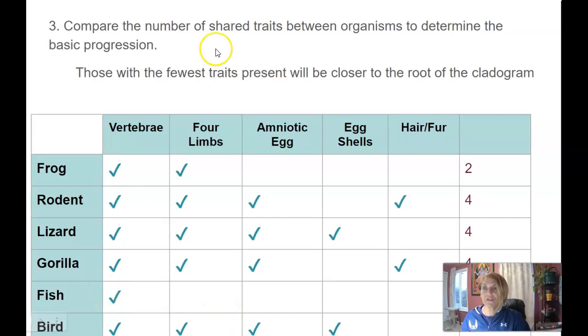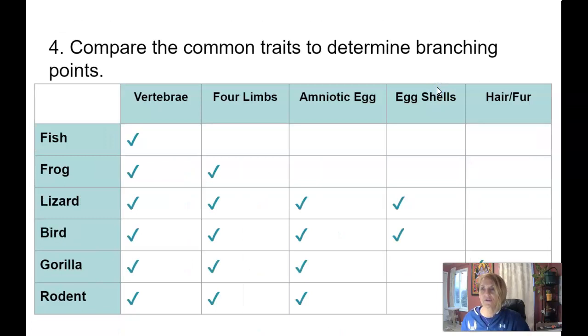So I'm going to put the fish closest to what's called the root, which is closest to the ancestral trait. For me, it's easiest to rearrange my table so that I can see the common traits lined up. So here I've rearranged it. I can see all of these organisms have vertebrae. And then the next most common trait is the 4 limbs. So I know that's going to be my first derived trait.